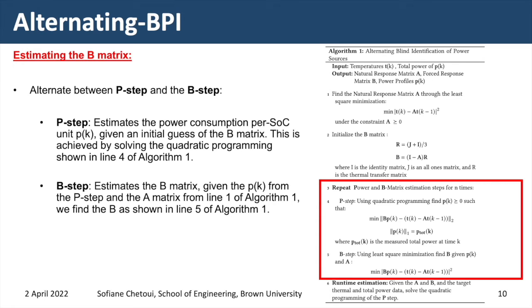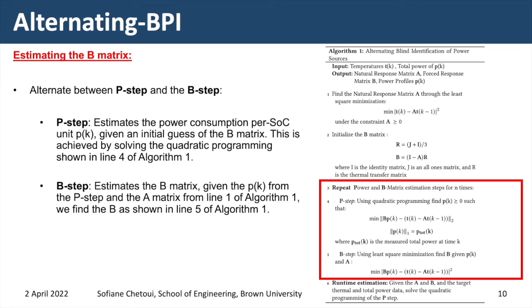We solve this using the least square minimization shown in line 5, where given Pk and given the A matrix that we estimated earlier, we try to minimize this least square problem, where we have B Pk minus Tk minus A times Tk minus 1. So the number of unknowns in here are different and the constraints as well are different. In here, the number of unknowns is much less than in step 4 because we are trying to estimate the B matrix whose dimensions are equal to the number of samples square.